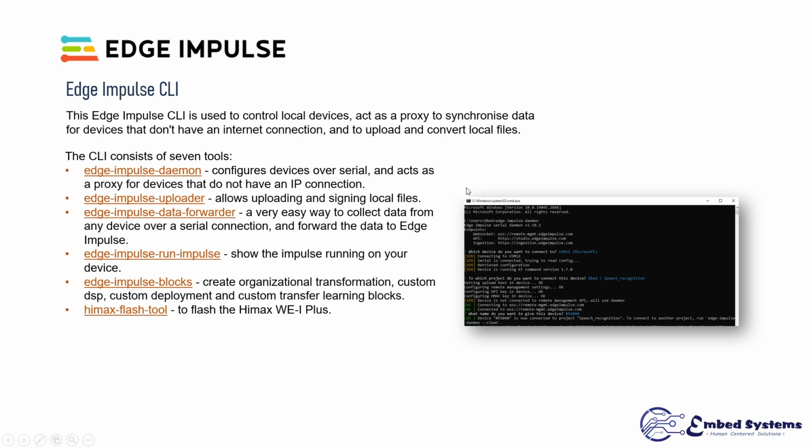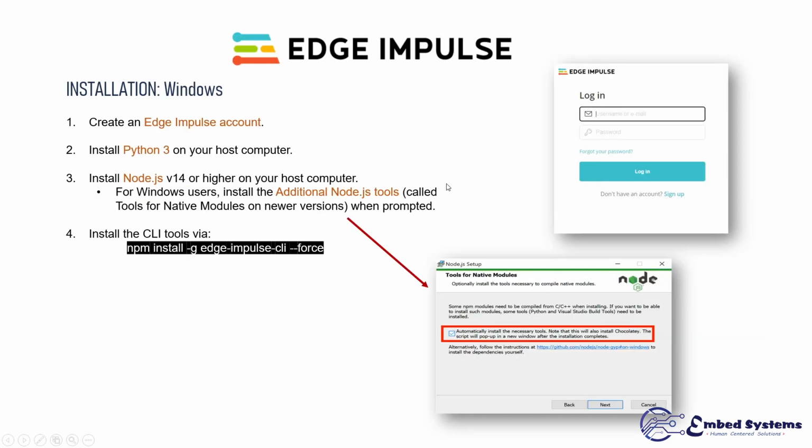And then this is how the installation goes. First, you need to create an Edge Impulse account. Once you have an account, you will have a username as well as a password, and then your host PC needs to have an installation of Python 3. The latest one is preferred, so you install Python 3 on your host computer, and then you need to install Node.js version 14 or higher on your host computer.